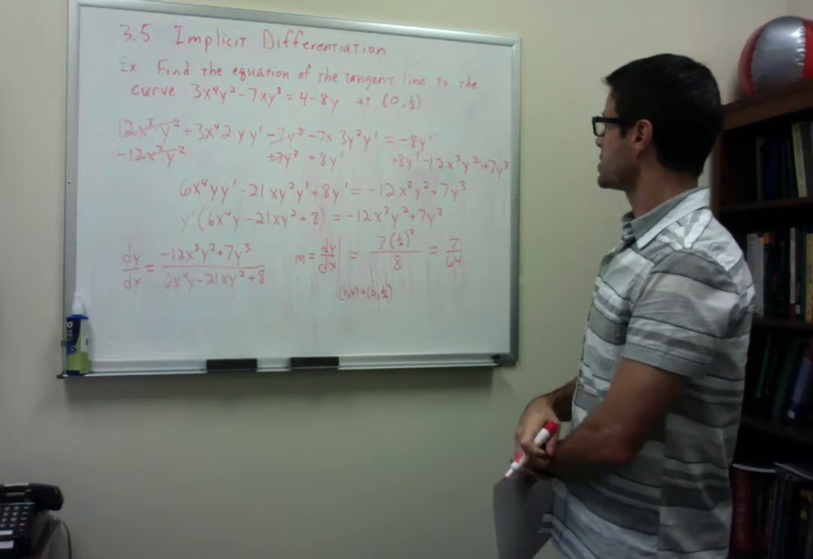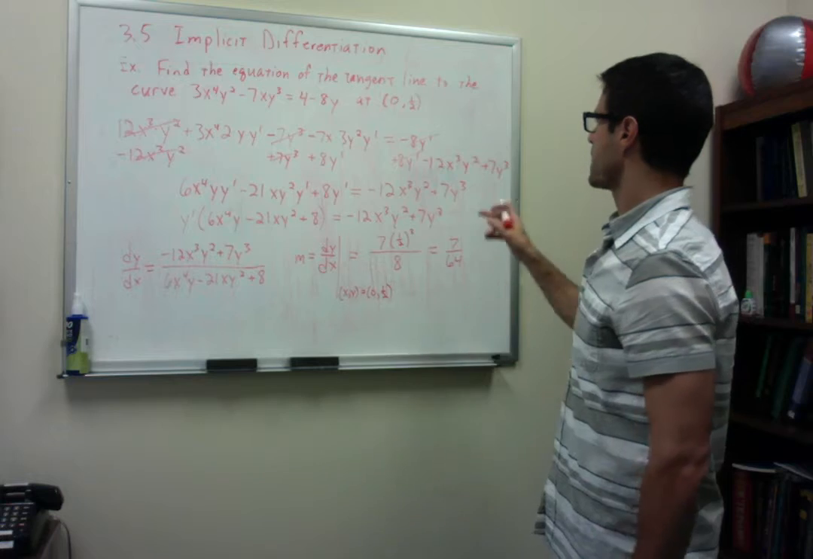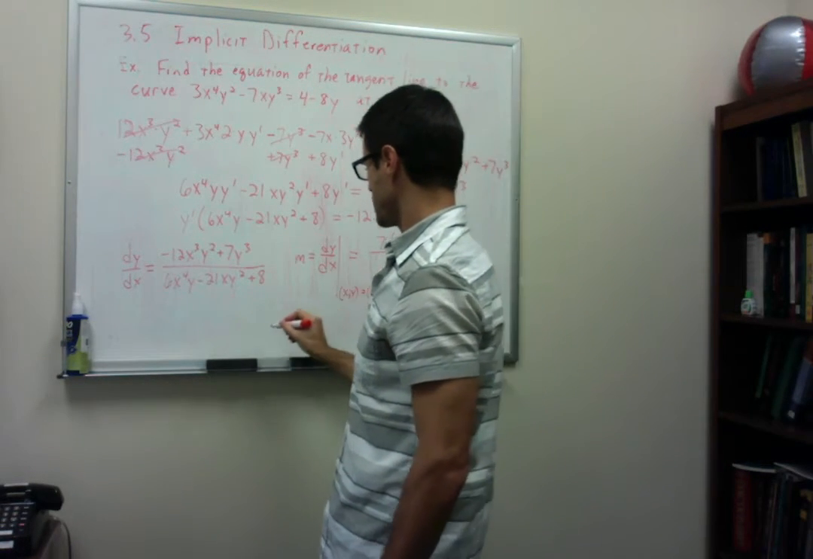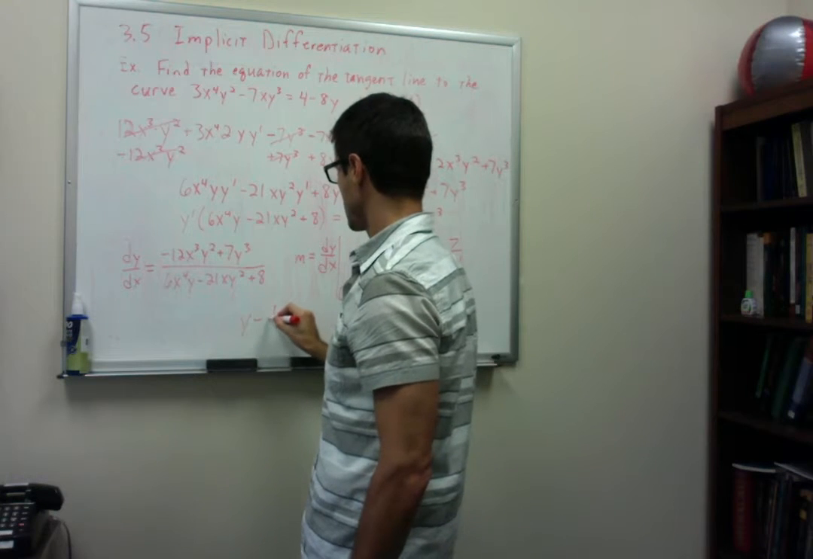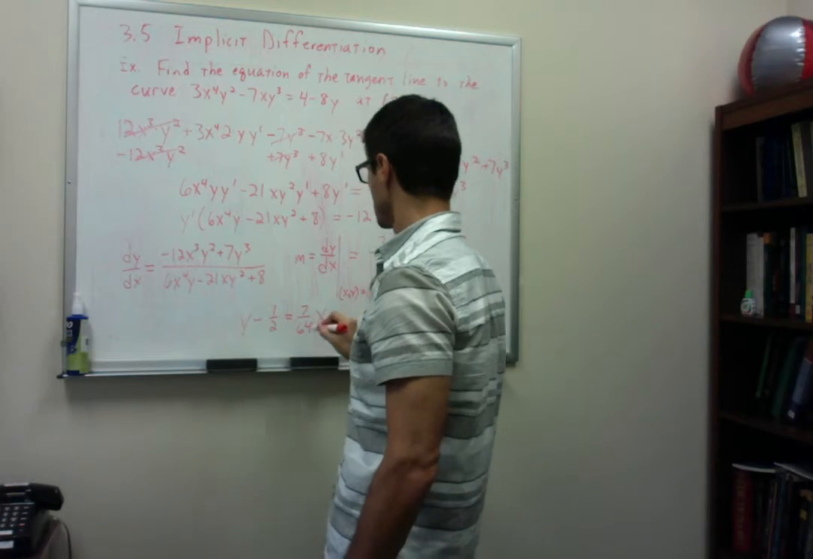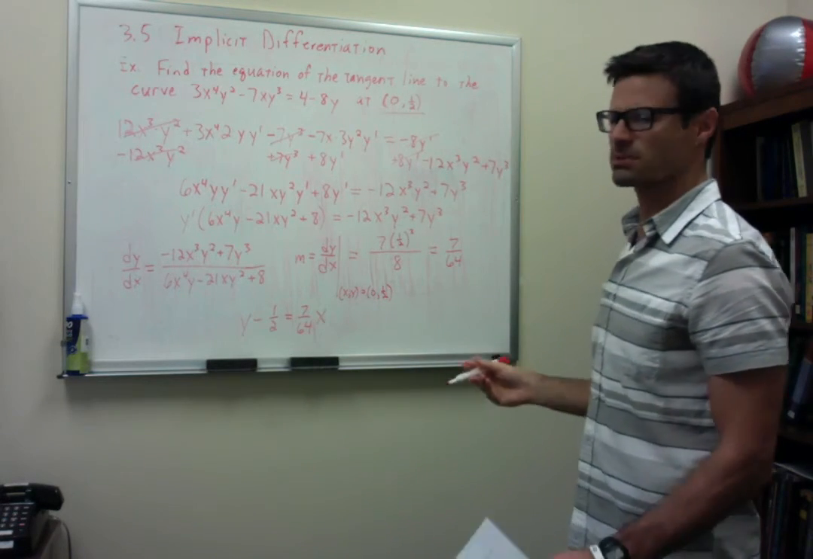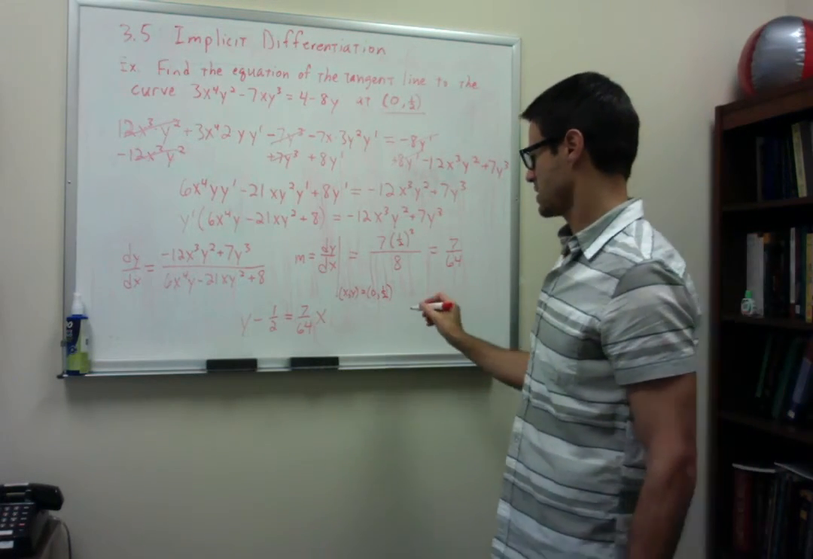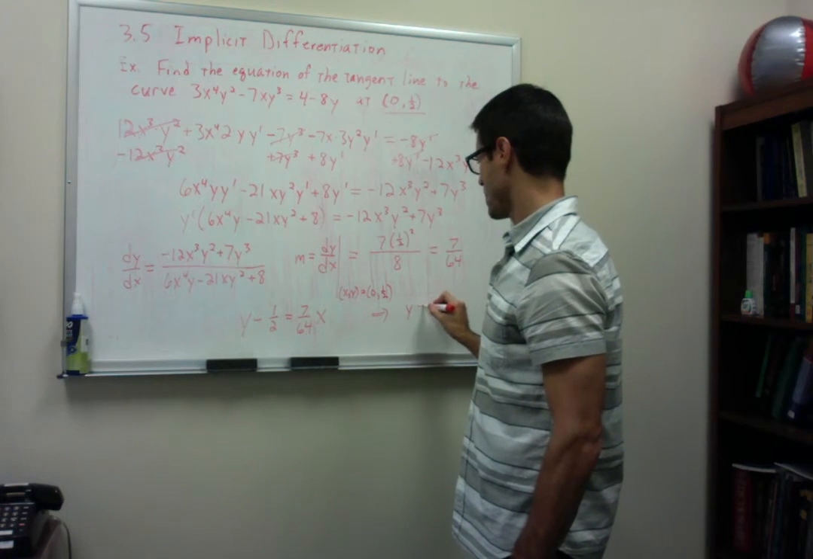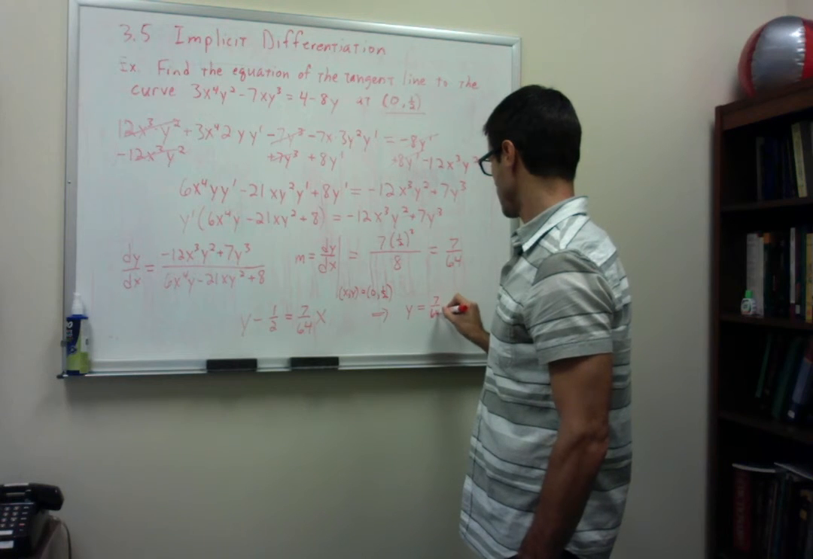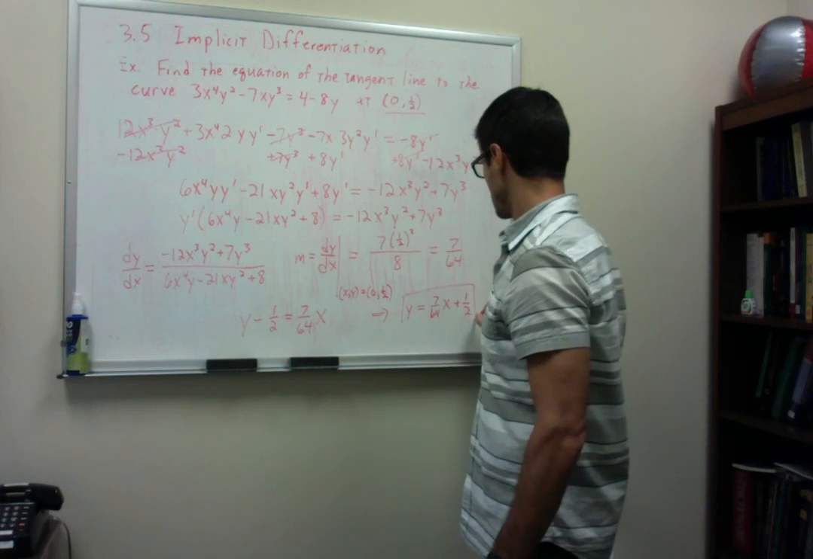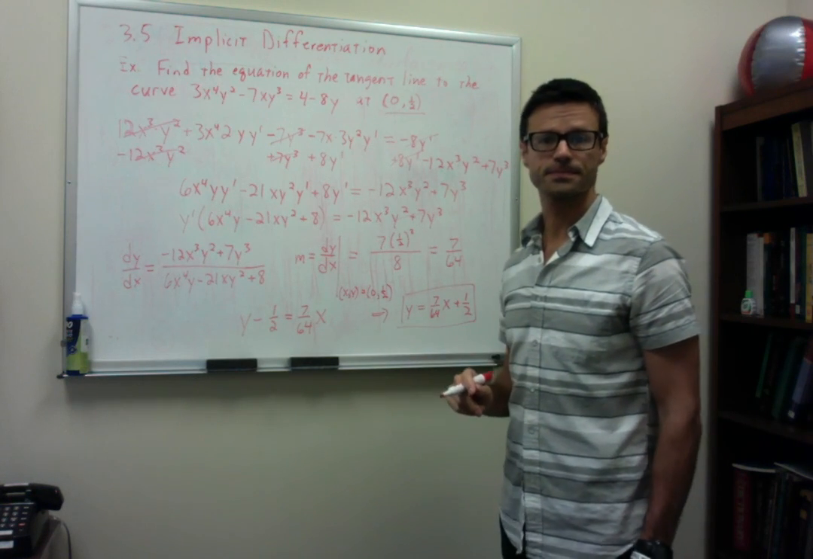For the actual equation of the tangent line, I have a point and I have a slope, so that equation is y minus a half equals 7/64 times x minus 0, which of course simplifies to x. And if you prefer to write things in mx plus b form, we have y equals 7/64 x plus 1/2. This would be the equation of that tangent line.